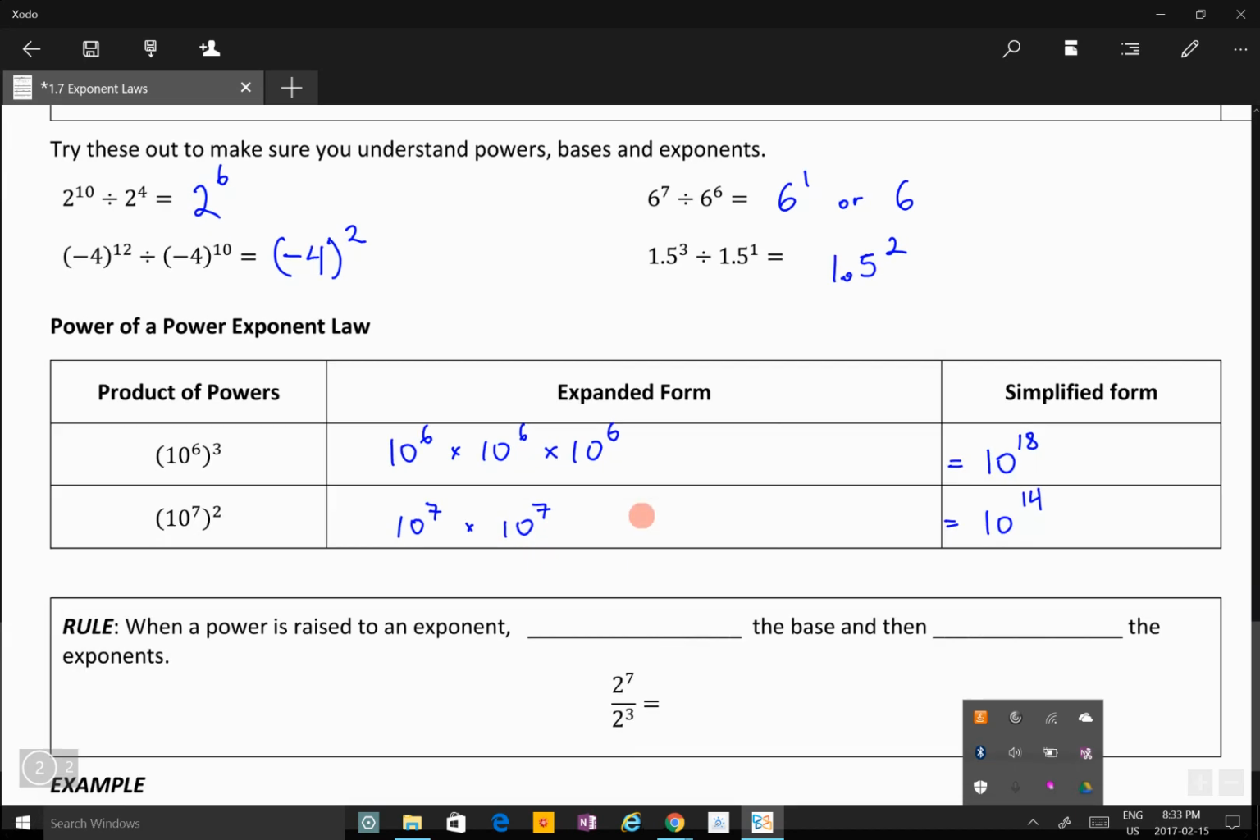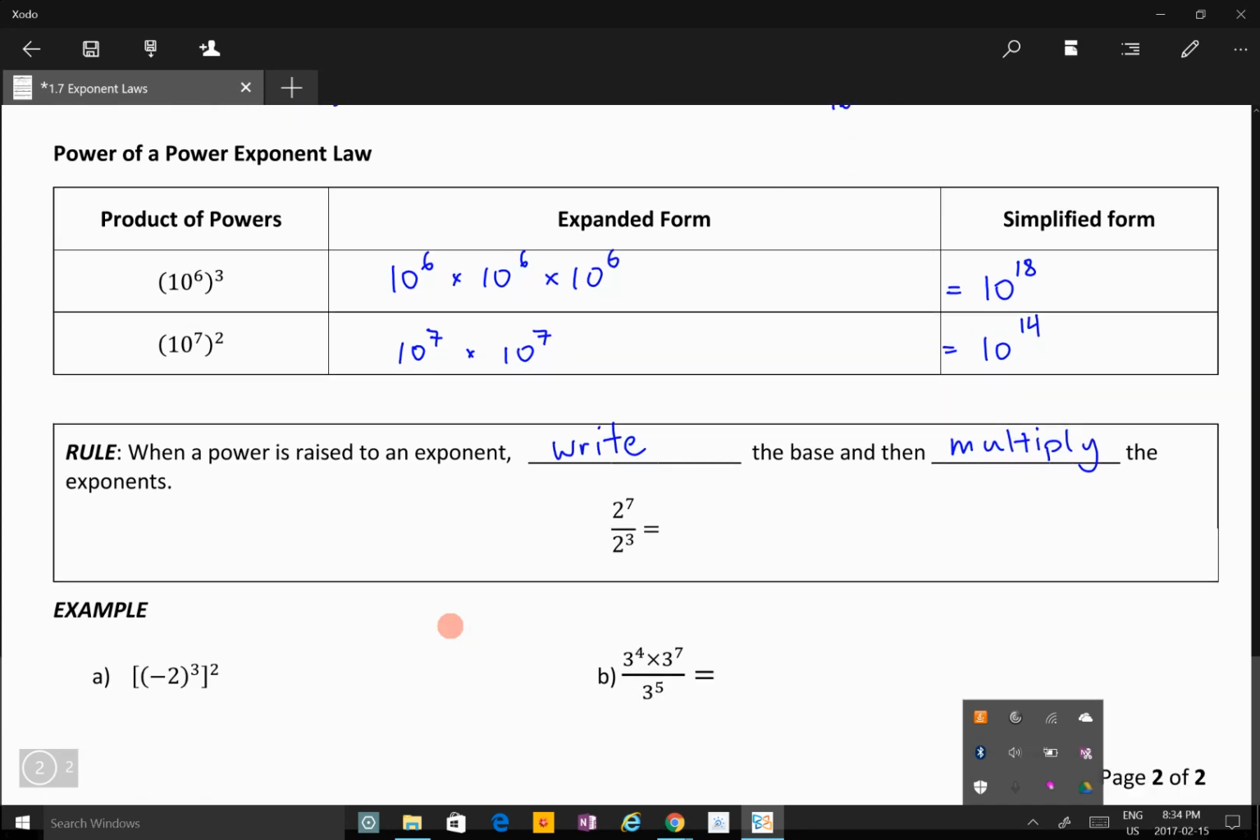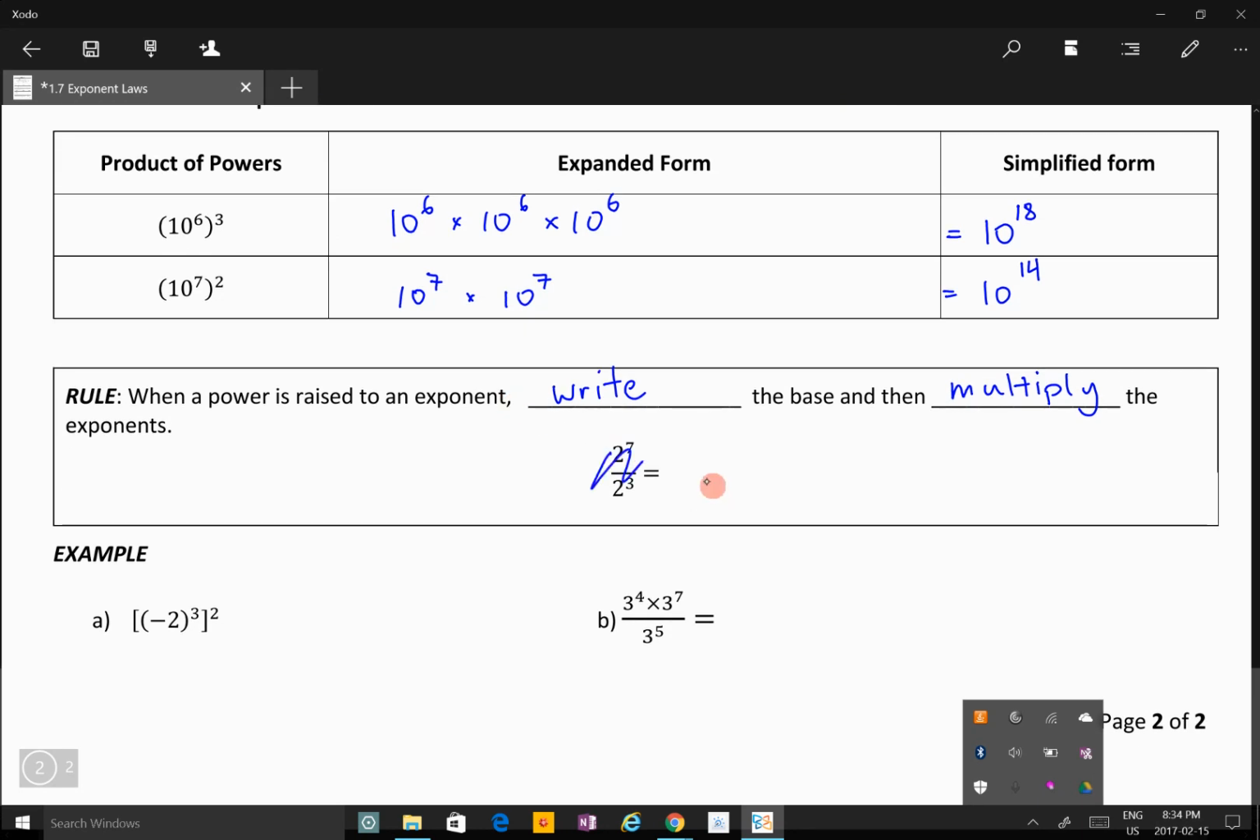Now it turns out, if you look carefully enough, what's the relationship between 6 and 3 with 18? Well, if I do 6 times 3, I get 18. If I do 7 times 2, I get 14. So it turns out the rule is when a power is raised to an exponent, write the base and then multiply the exponents. Okay, so if you see, there's a little typo here, this shouldn't be here.